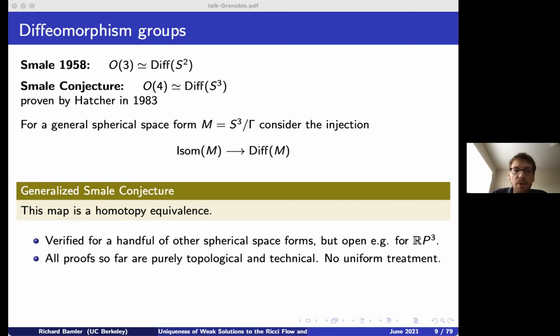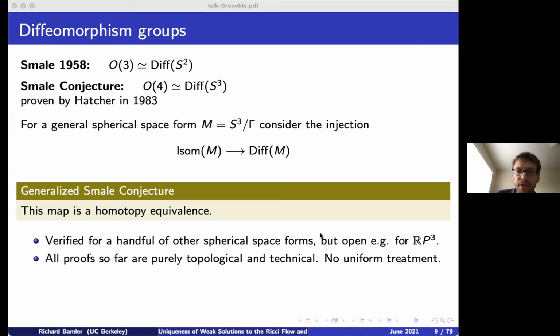And all proofs so far, except for the Ricci flow proofs, were topological and I would say technical. So there was no uniform treatment. Basically the idea of proving such a result was to take a spherical space form, and depending on what spherical space form it was, you would have to cut that spherical space form into certain pieces. You could use some embedded surfaces, and then essentially in the end you had some topological balls, and then you could turn these balls back into spheres and apply Smale's conjecture. So there was a different method that you could use for different spherical space forms.